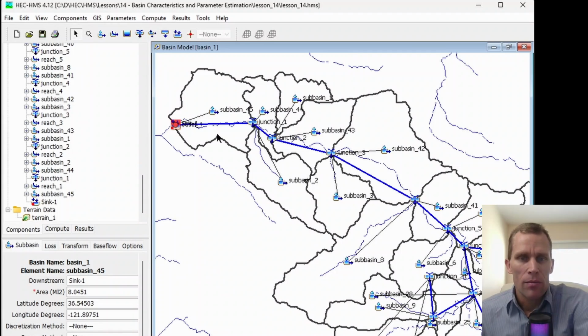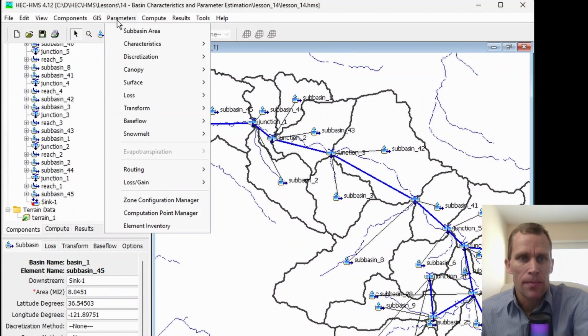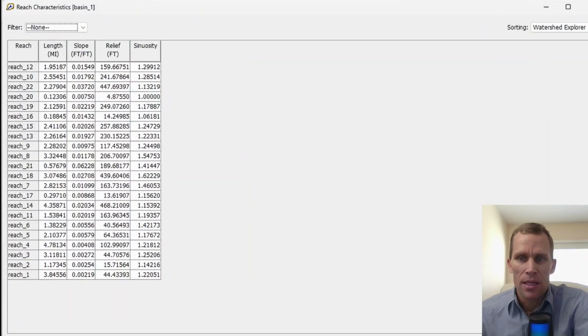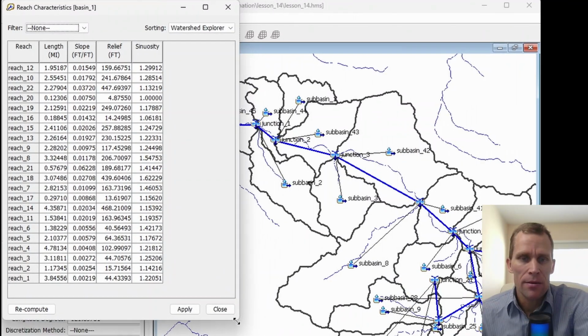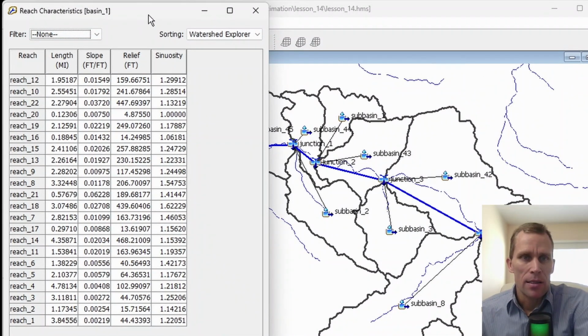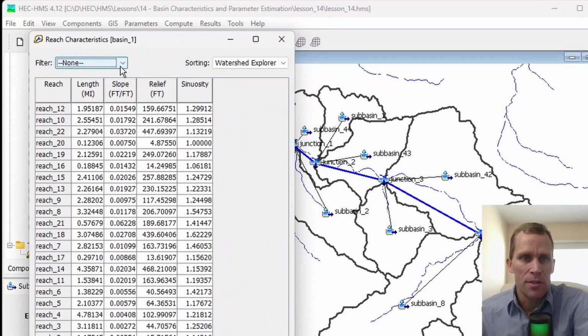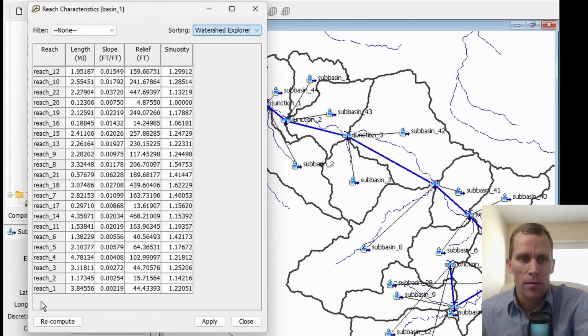Next, let's talk about the reaches. So just like subbasins, you can go up to parameters, characteristics, and then reach. This is going to give me a table of reach data here. And just like the subbasins, we have options to filter and to sort. And then we have all the reaches listed in this far left column with the reach data.